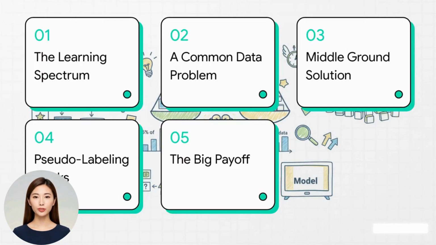All right, so here's the game plan. First, we'll kick things off by looking at the learning spectrum to set the stage. Then, we'll get into a super common data problem that, trust me, trips up a ton of projects. After that, we'll uncover the elegant solution, break down exactly how it works with a cool technique called pseudo-labeling, and then we'll wrap up with the good stuff, the big payoff.